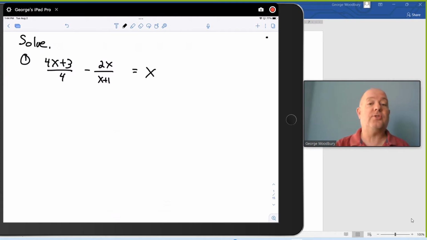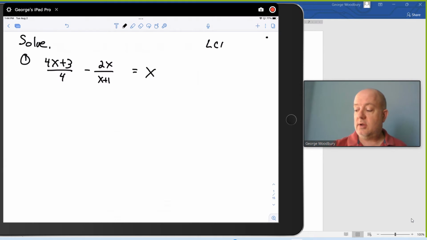A rational equation is an equation that has variables in denominators. In this equation we have (4x + 3)/4 minus 2x/(x + 1) equals x. The first step to solving this type of equation is to clear the equation of fractions by multiplying both sides of the equation by the least common multiple, or LCM, of those denominators.